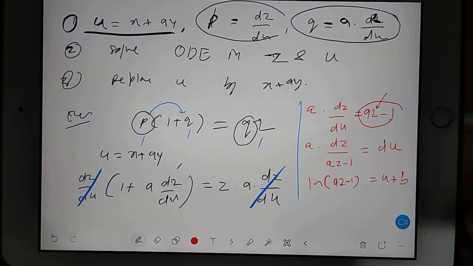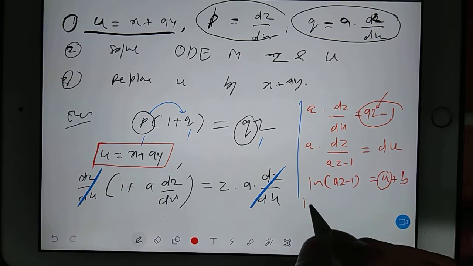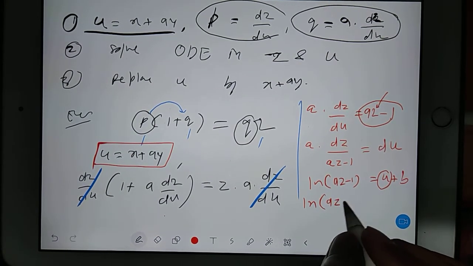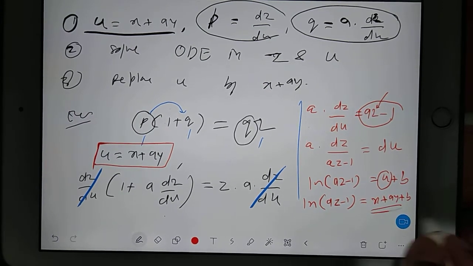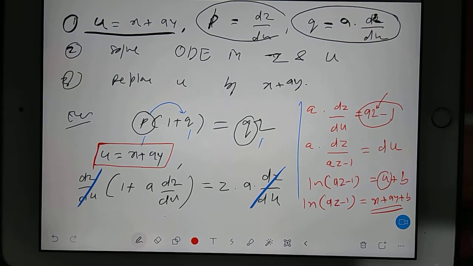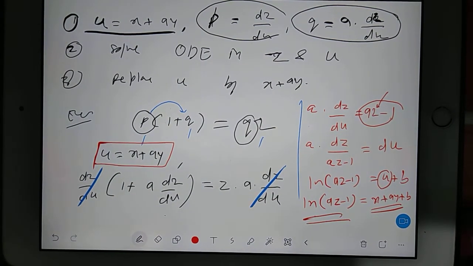That's all. So the u value we considered in the beginning, you replace it, so ln of a z minus 1 is equal to x plus a y plus b. Final. So this is the required complete solution.